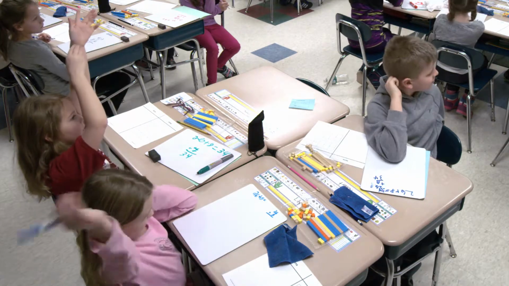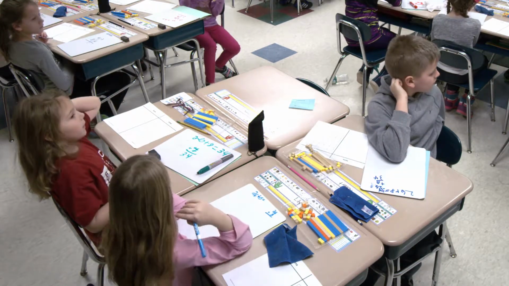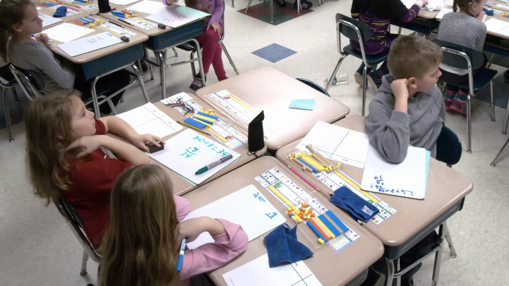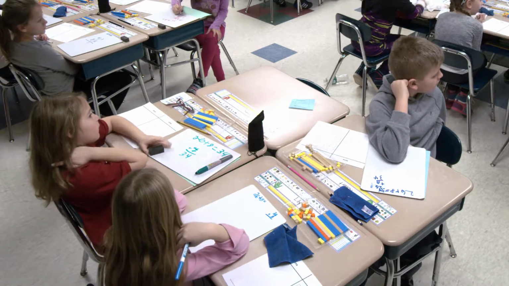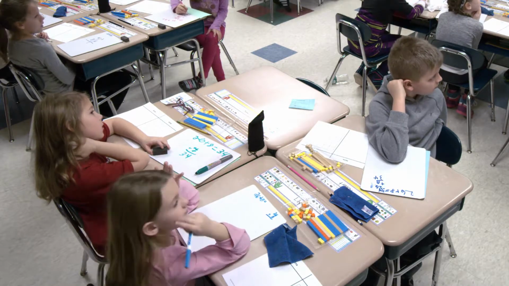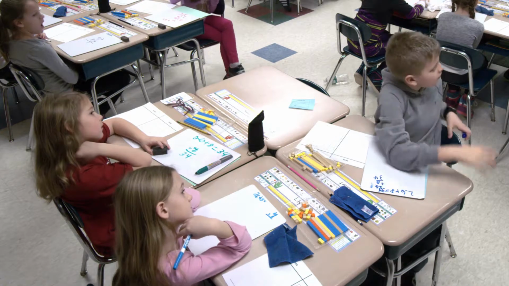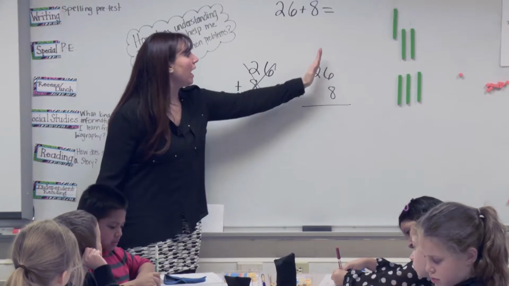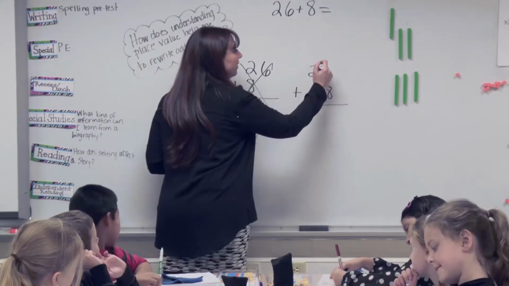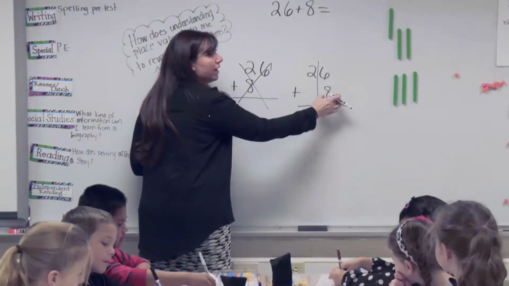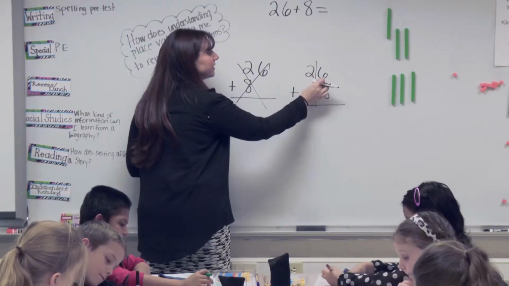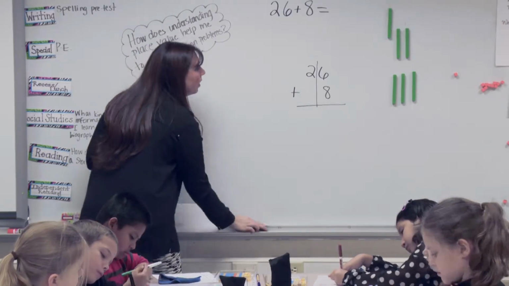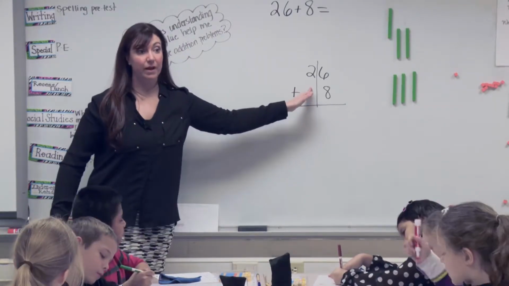Why do I have to have 8 in the ones place? Madison? Is it tens or ones? Ones. Boys and girls, I'm not adding 8 tens. Am I doing 26 plus 80? No, I'm doing 26 plus 8. It's okay if you draw the line here, 8 ones. So 26, 2 10s and 6 ones, plus 8 ones. I'd like to see your boards look like this, okay?